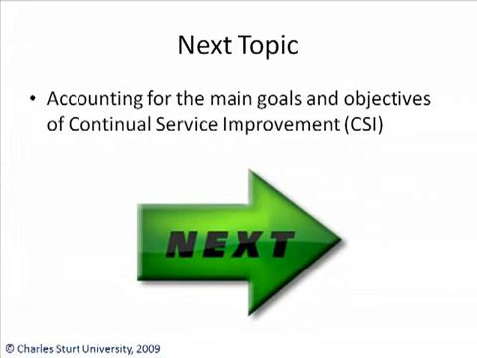Okie dokie, what's the next topic? The next topic is accounting for the main goals and objectives of continual service improvement. So, another one of the ITIL volumes, the CSI volume.